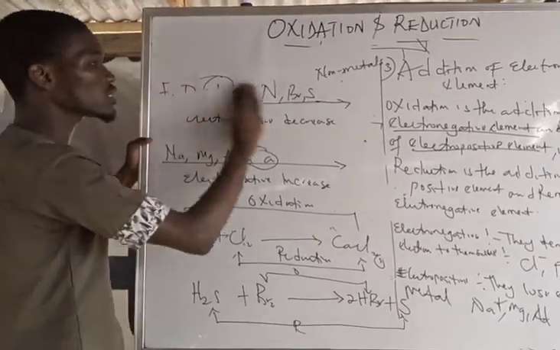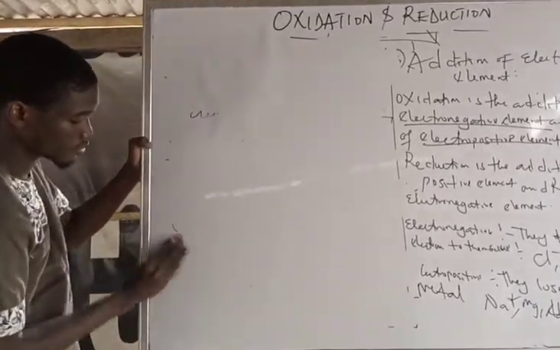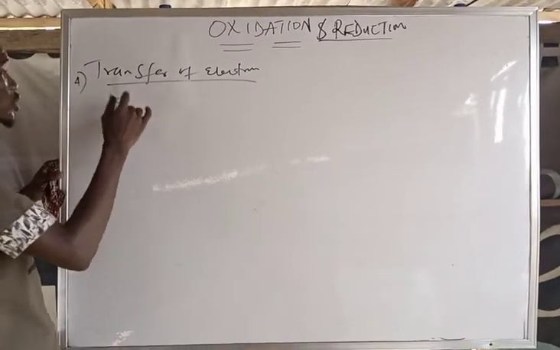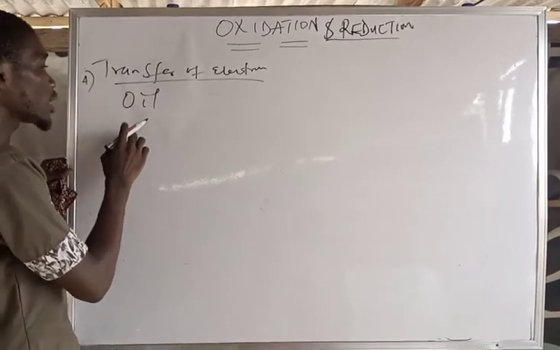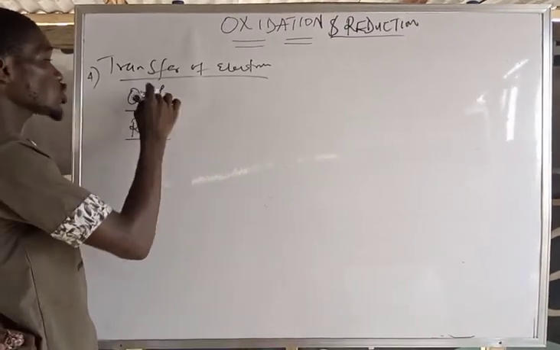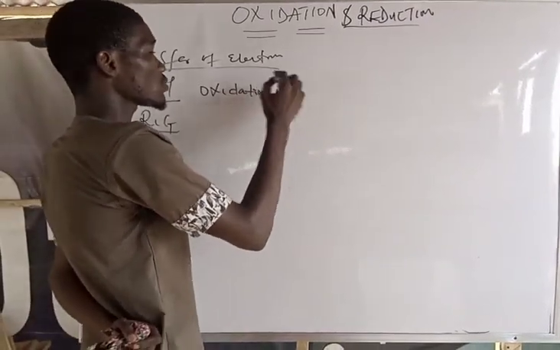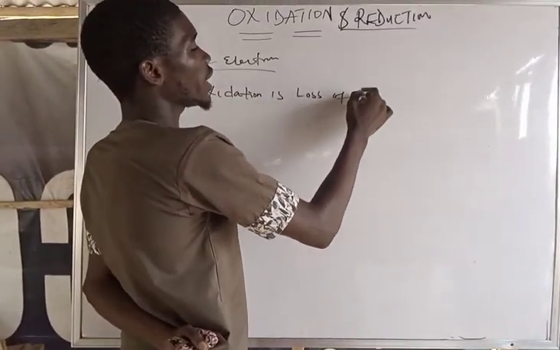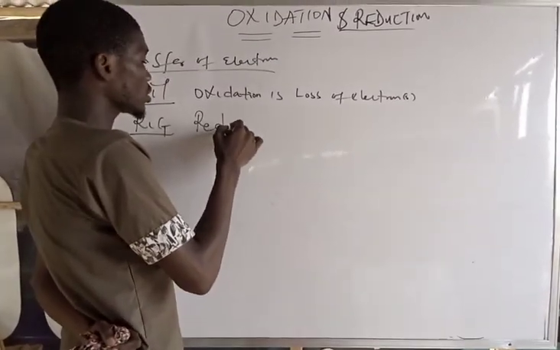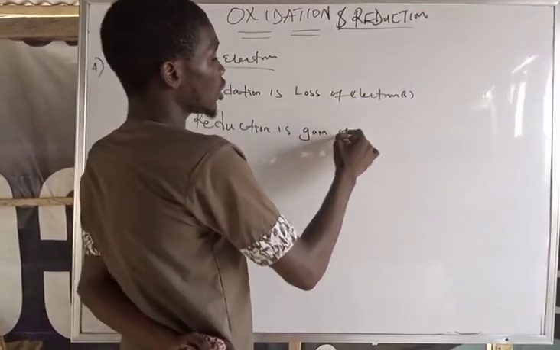So the last one is, as I said earlier, the first one is transfer of electron. So I deduce that for every transfer of electron, we must have OIL RIG. So what's the meaning of this? OIL means oxidation is loss of electrons, while reduction is gain of electrons.